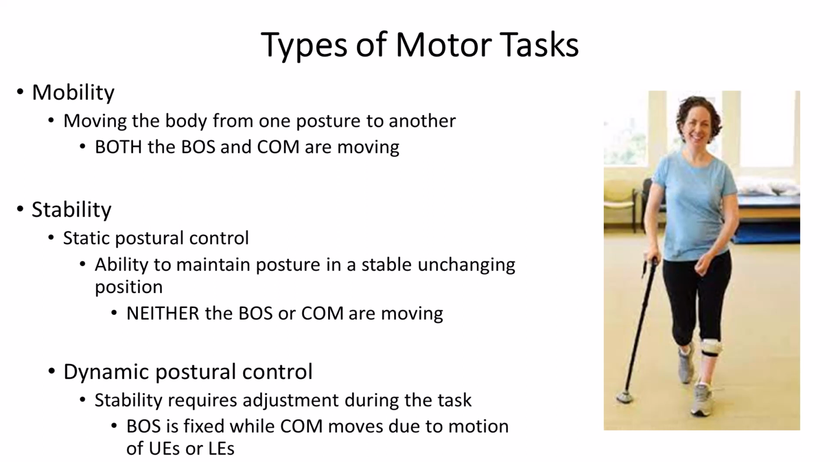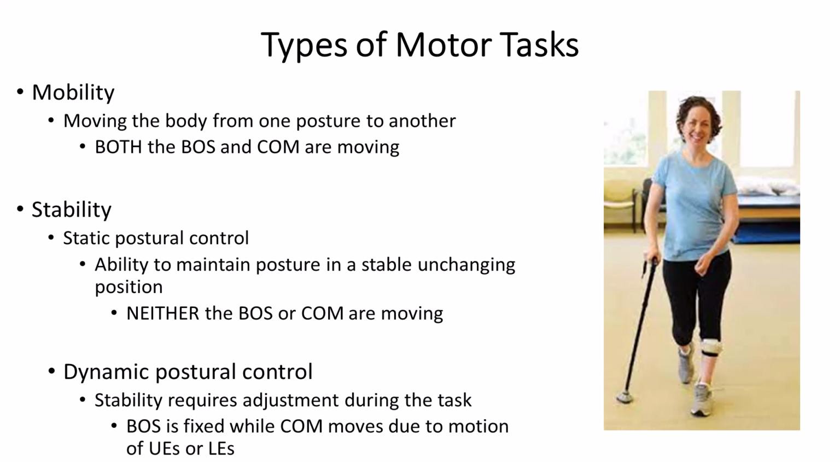Another type of motor task is a stability task, and for stability tasks there are two different kinds. There's one that requires static postural control, and there's one that requires dynamic postural control. With stability tasks that require static postural control, neither the base of support nor the center of mass are moving. An example would be standard static sitting, just sitting still or standing still. And when you're looking at static postural control, you're looking for the person's ability to maintain posture in a stable, unchanging environment.